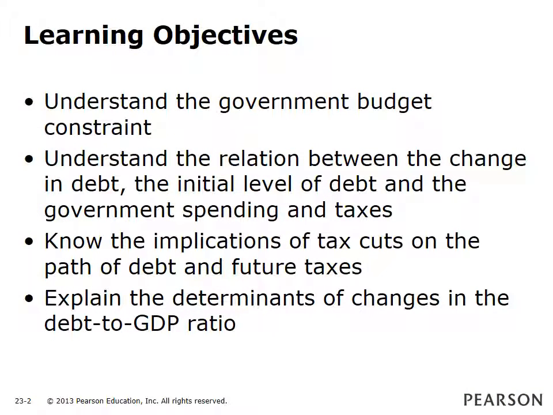Learning objectives. Understand the government budget constraint. Understand the relation between the change in debt, the initial level of debt, and the government spending and taxes. Know the implications of tax cuts on the path of debt and future taxes. Explain the determinants of changes in the debt to GDP ratio.